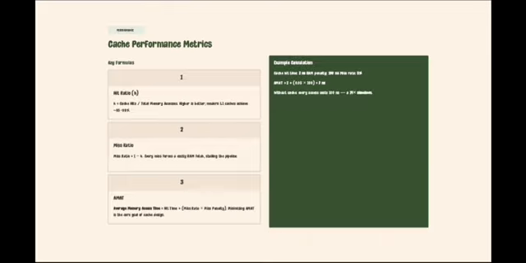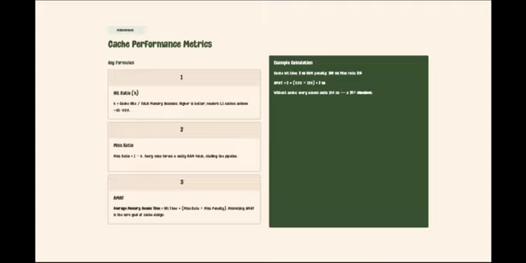Next, cache performance metrics. To measure cache performance, we use metrics like hit ratio, which shows how often data is found in cache, and miss ratio, which shows how often it is not found. Another important measure is average memory access time, which helps in evaluating overall system performance.